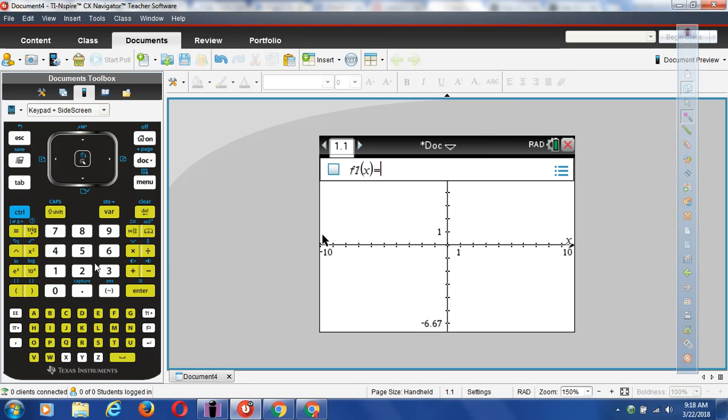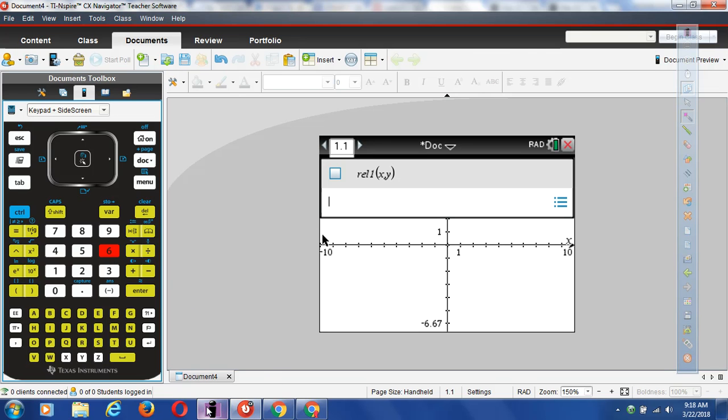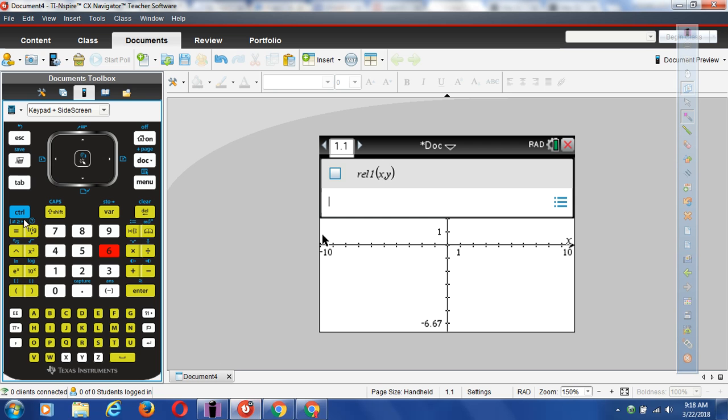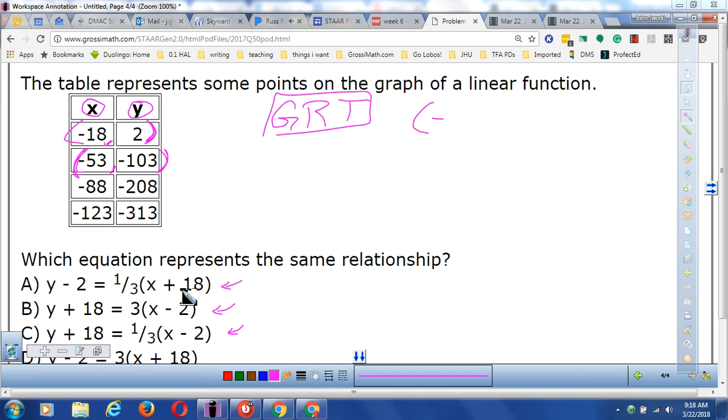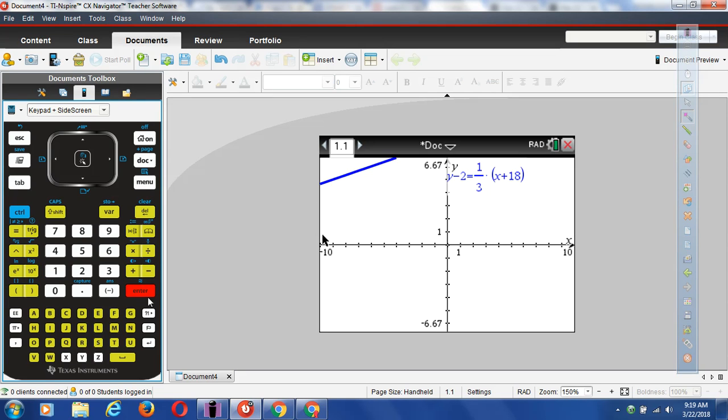G is 2. R, delete the equal and put 6. Now we're going to copy in our question: y minus 2 equals 1/3, put the parentheses, and then I think it was x plus 8 or x plus 18. Good thing I checked. Okay, x plus 18. Put the other parenthesis, press enter.